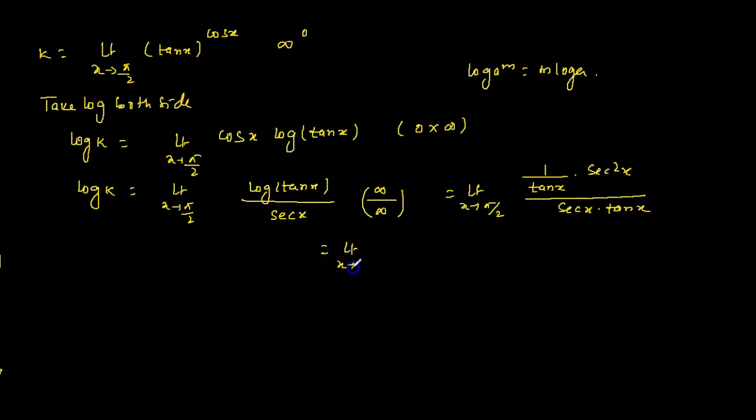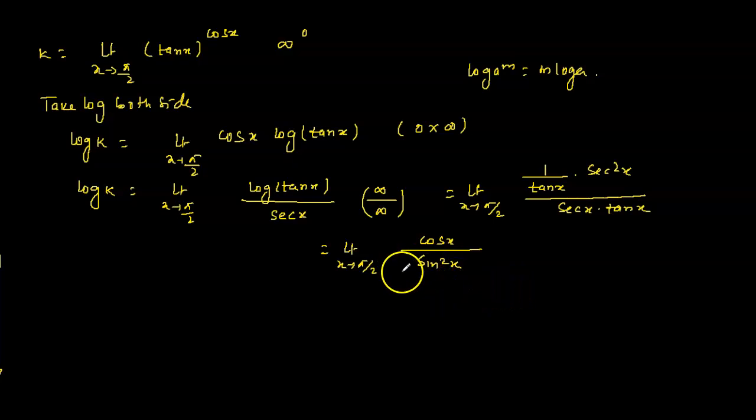Limit of x tends to pi by 2. This will write sine by cos, and one cos will be cancelled here. So I can write here the numerator cos of x divided by secant of x, which is sine by cos, and this is cos. It will cancel here and we get sine square of x. Directly I have done.